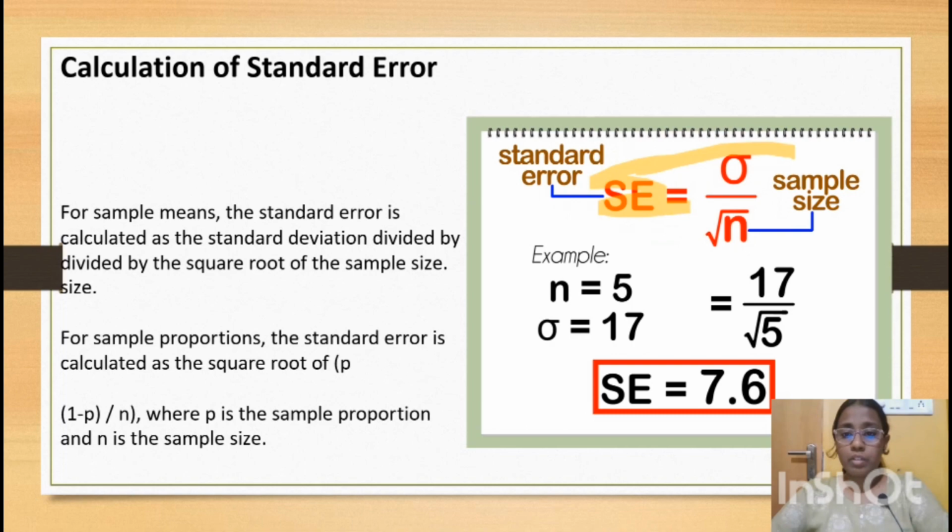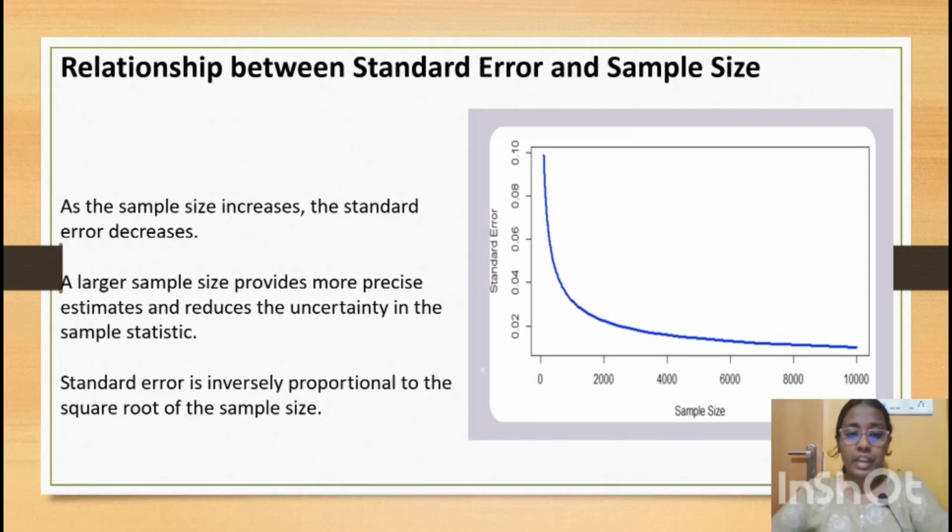So let us go to the next slide. Relation between standard error and sample size. As sample size increases, the standard error decreases. This is evidently shown in the graph of standard error with sample size. The larger the sample size, the more precise the estimate, and it reduces the uncertainty in the sample statistics.